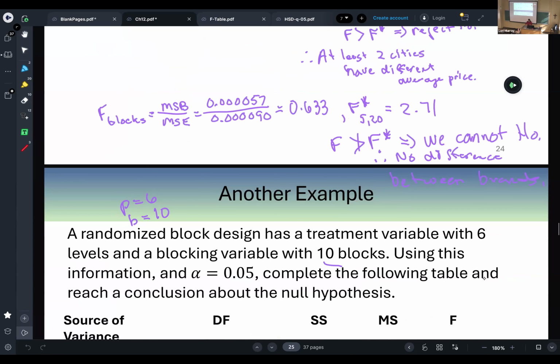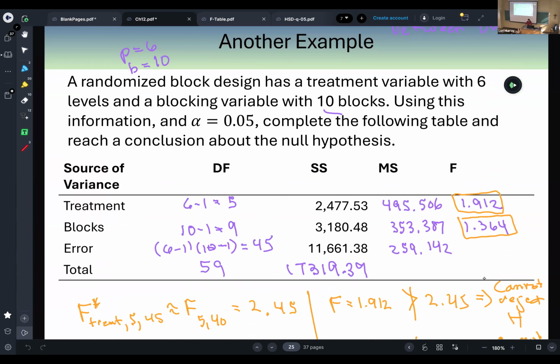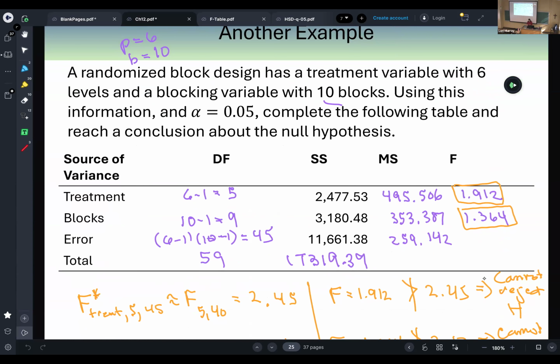Right. We did another example here. It was just based on raw data. P was 6. That means the number of columns. B was the blocks. There were 10 blocks. That would be 10 rows. And then you just fill out your chart. If you know the sums of the squares and you know the degrees of freedom, you can get the mean squares, right? We know that pattern, right?